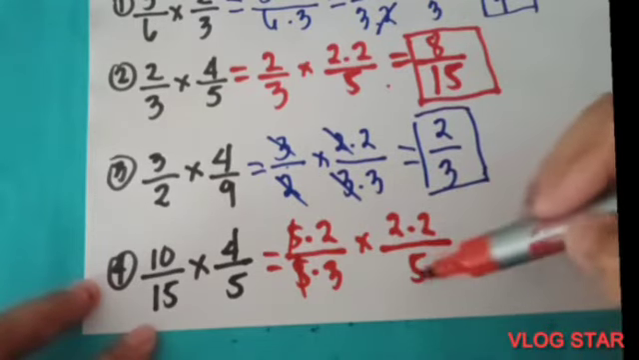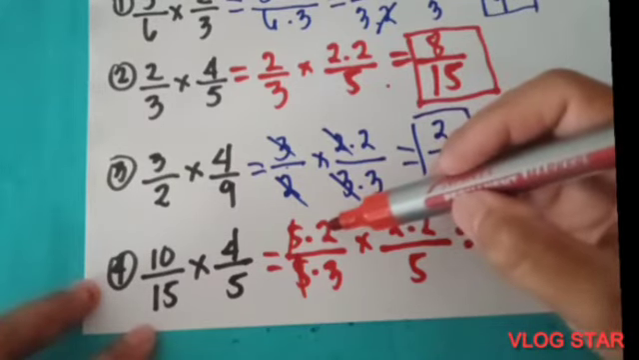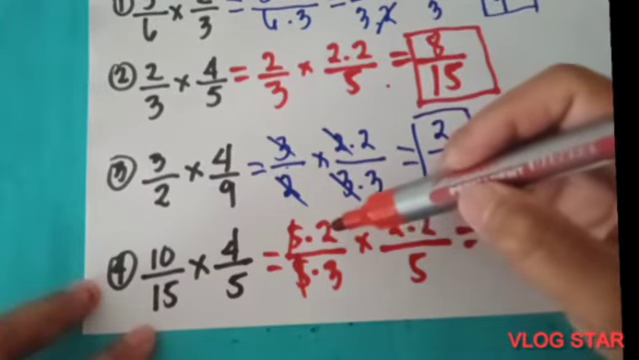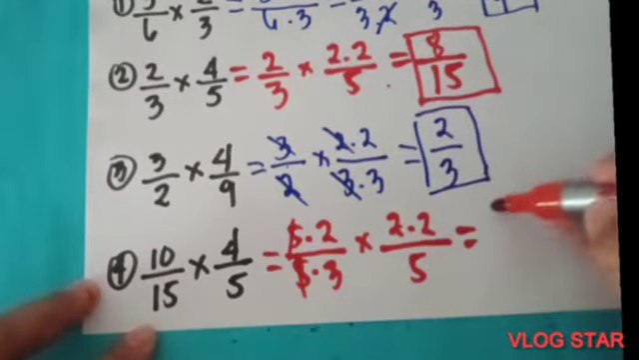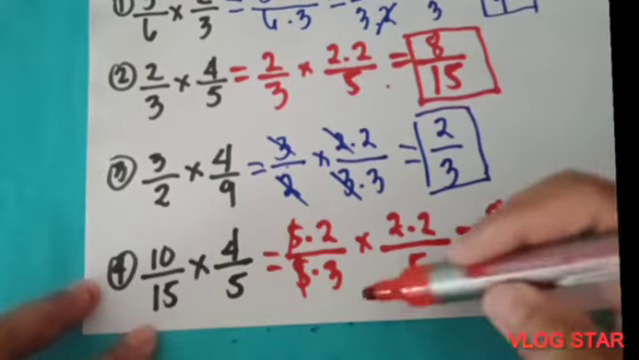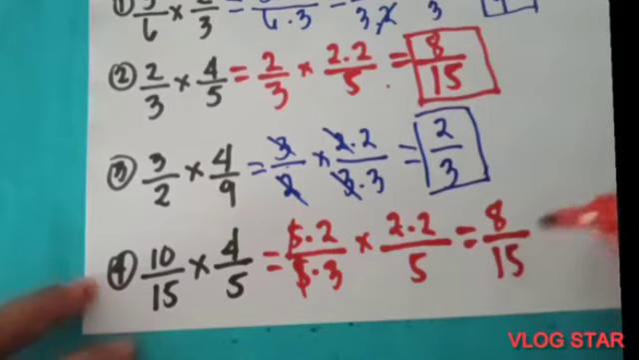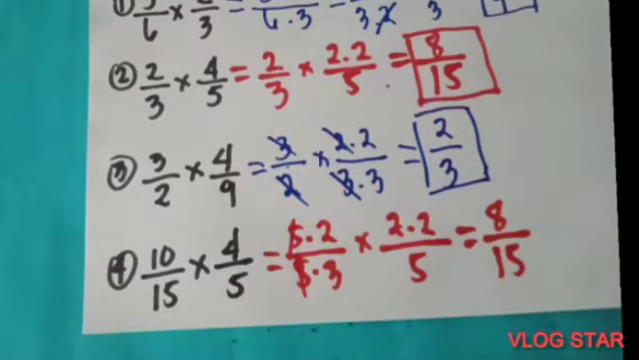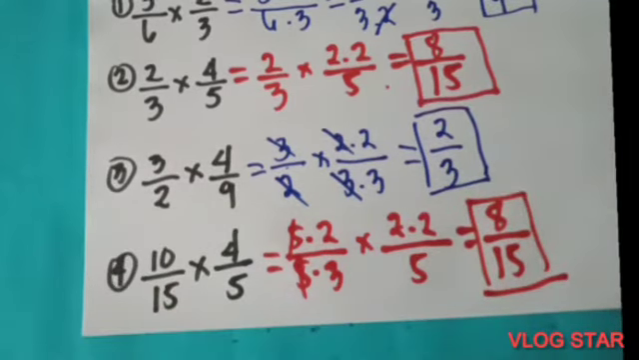So, wala na. Ngayon, i-multiply natin yung numerator. 2 times 2 times 2. 2 times 2 is 4 times 2 is 8. So, 8 over 3 times 5 is 15. So, ang tamang sagot is 8 over 15. So, yan ang pag-multiply ng fraction. So, mabilis lang.